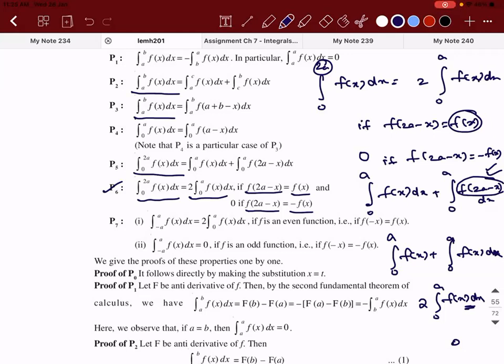The last property that we need to see is integral of minus a to a f of x dx is equal to 2 times integral of 0 to a f of x dx if f of x is an even function. So what is an even function? If f of minus x gives out f of x, that is an even function. If f of minus x gives you negative of f of x, then it is an odd function.